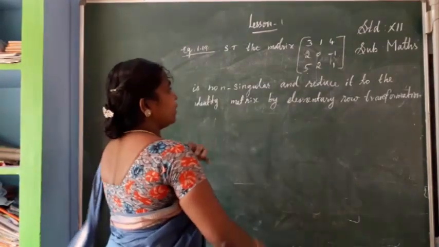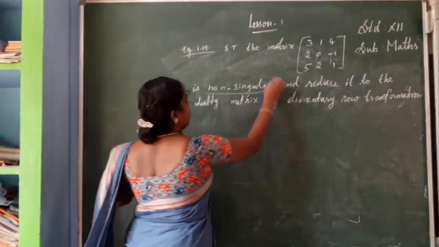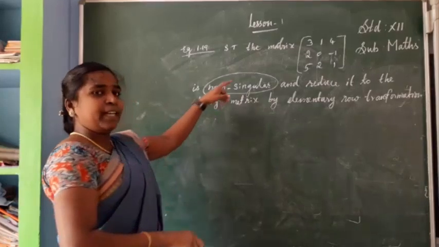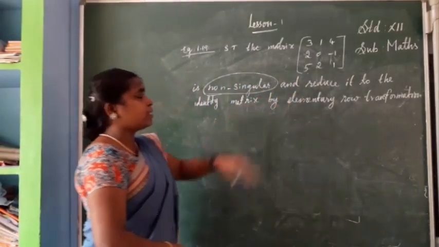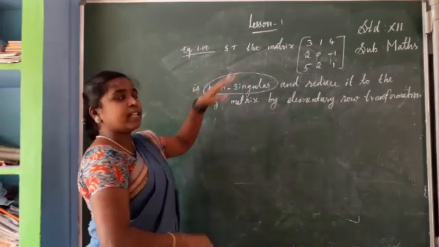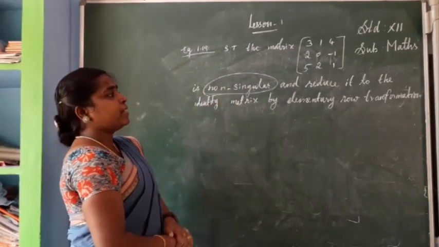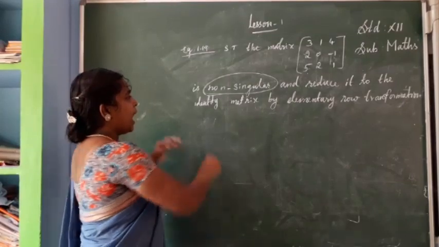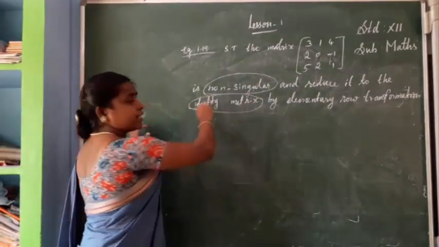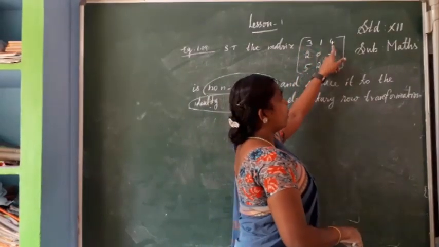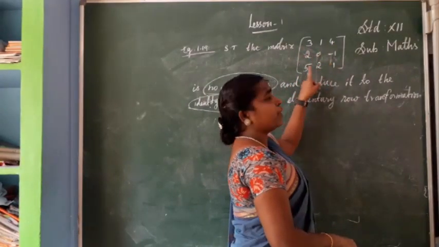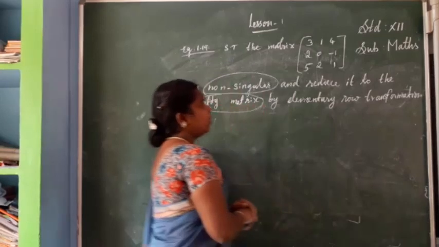Okay. See here, show that the matrix is non-singular. You know, non-singular means the determinant of the given matrix is not equal to 0. So first you have to check whether it is non-singular. Next, one more question is there. Reduce it to the identity matrix. Identity matrix means how to convert the given matrix into 1 0 0, 0 1 0, 0 0 1. You have to do carefully.